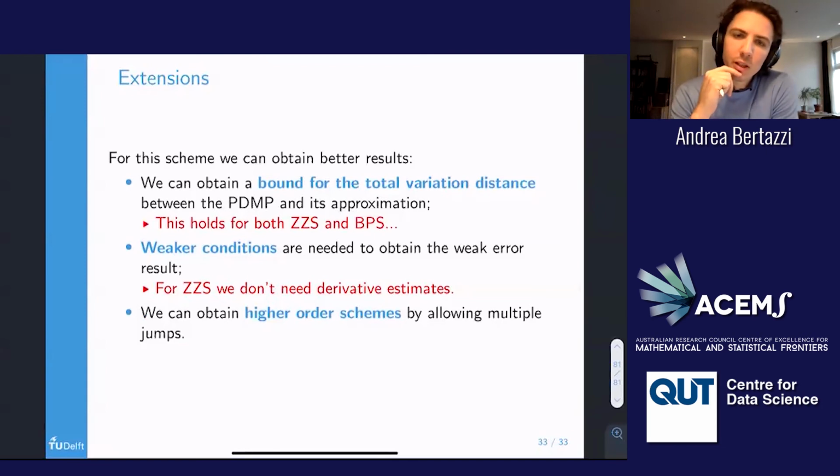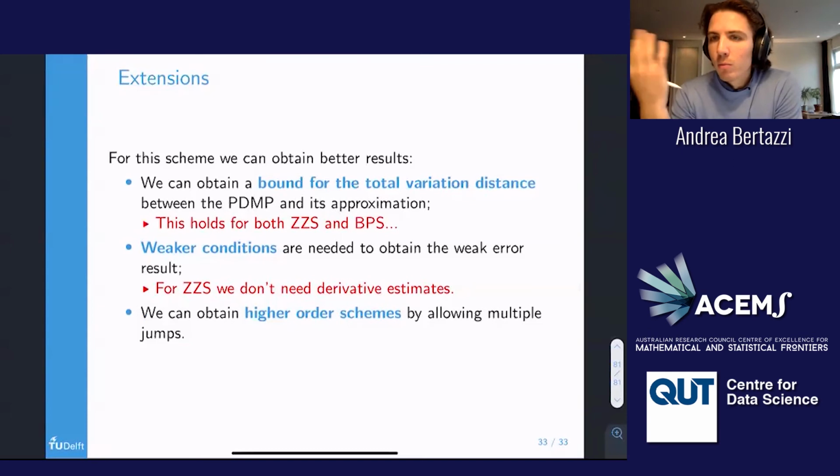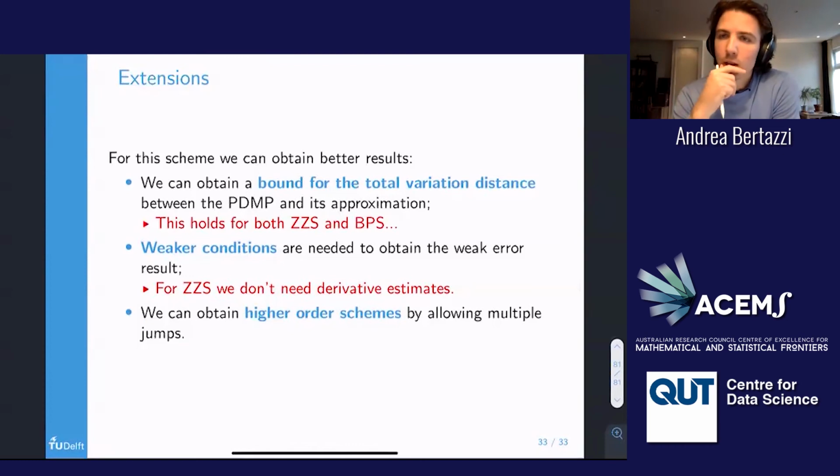Higher order schemes, and then I'm done, can be achieved only if you allow multiple jumps to happen in the same time step. And in this framework in which you allow for jumps not only at the end of the time step, this is natural actually. And therefore we can do that. In general, I think we can really obtain any order, but of course it gets increasingly expensive to compute.